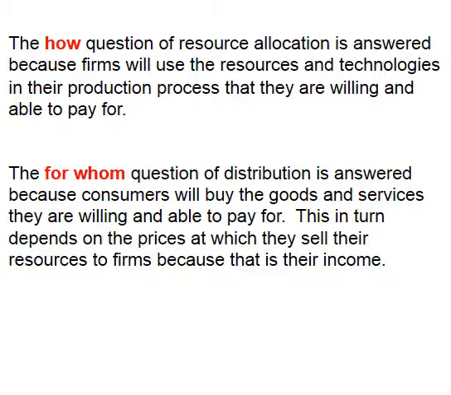The how question of resource allocation is answered because firms will use the resources and technologies in their production process that they are willing and able to pay for. The for whom question of distribution is answered because consumers will buy the goods and services they are willing and able to pay for. This in turn depends on the prices at which they sell their resources to firms, because that is their income.